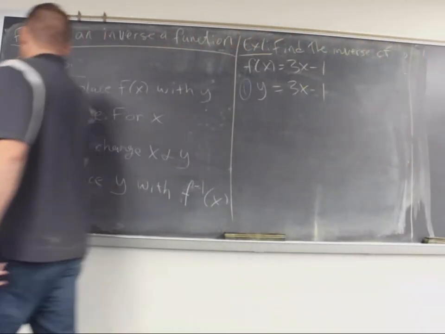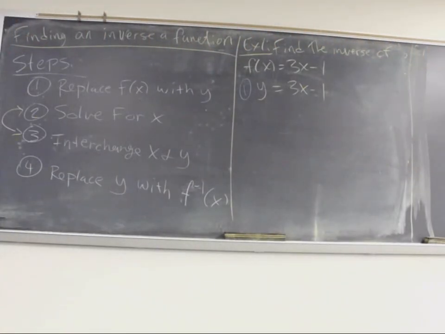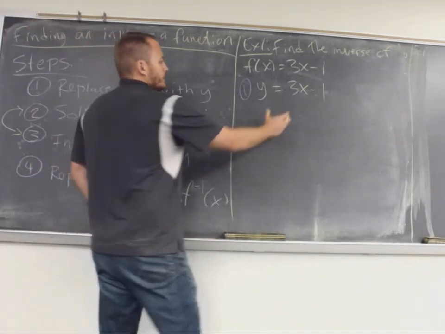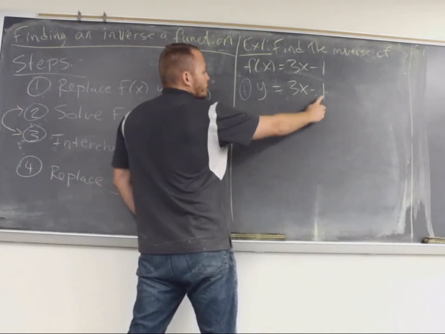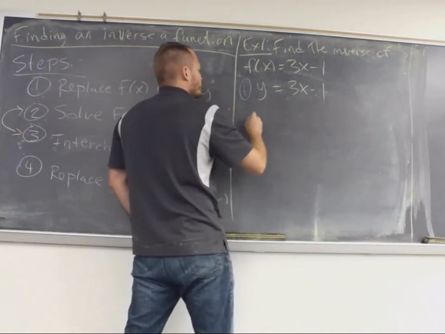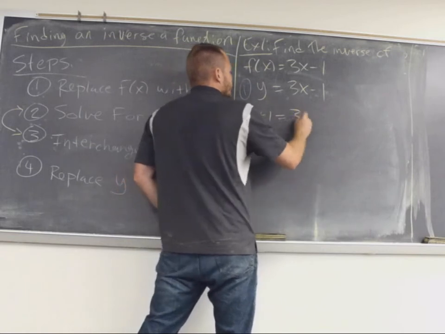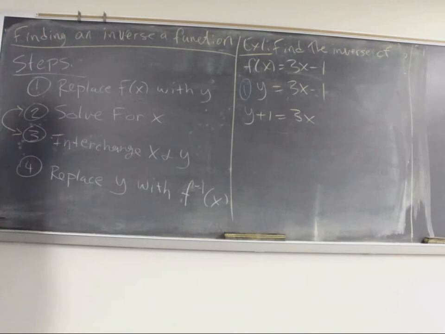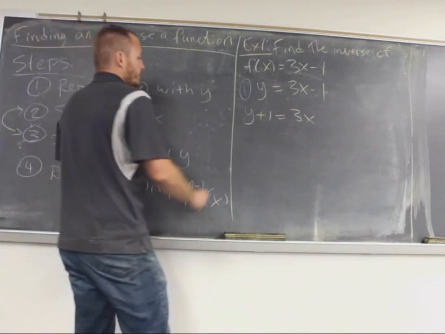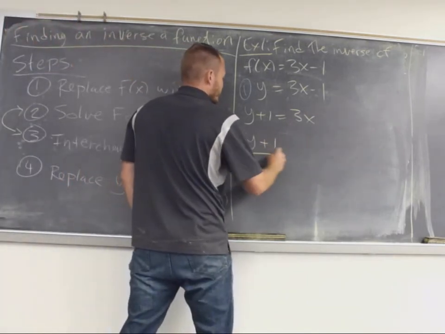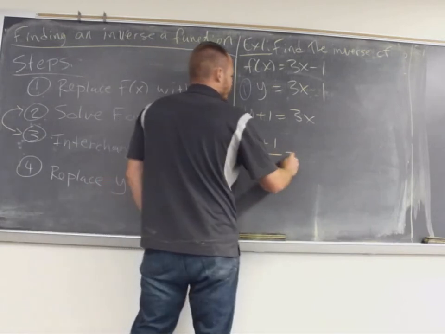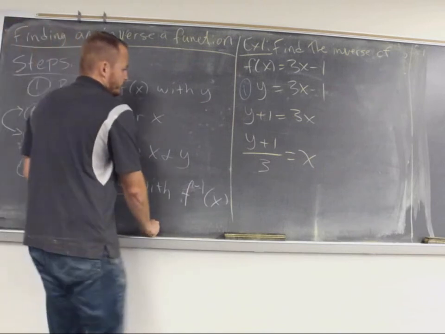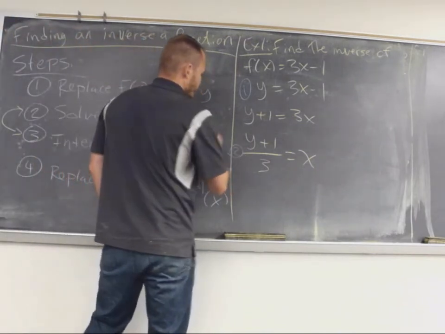Step 2, we want to solve for x. So we want to get x by itself. To start that, we need to get this x all alone. So we're subtracting 1 here, so we need to add 1 to both sides. y plus 1 is equal to 3x. And then to get x by itself, we need to divide both sides by 3. So you get y plus 1 divided by 3 is equal to x. That's step 2. Get x by itself.